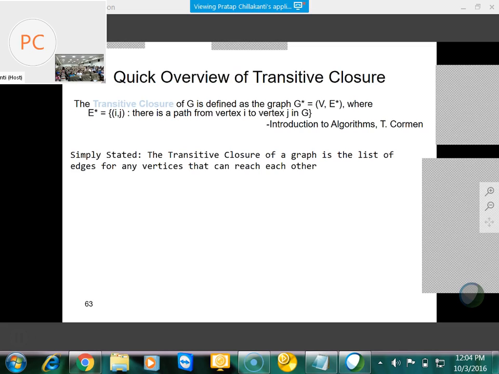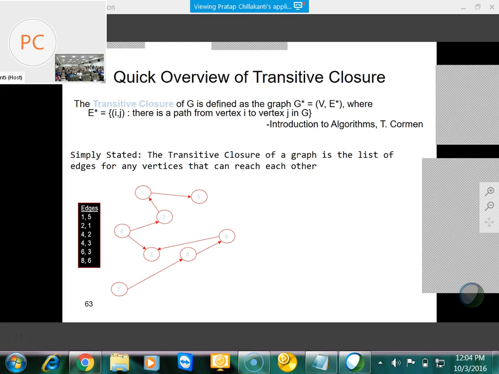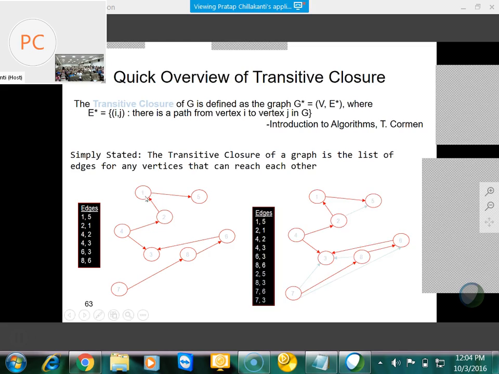So the transitive closure of a graph is a list of edges for any vertices that can reach each other. It doesn't have to be connected directly to one vertex, as long as there's a path. That's what a transitive closure is, right? So if you look at this one here, I don't know if you can see the numbers here.